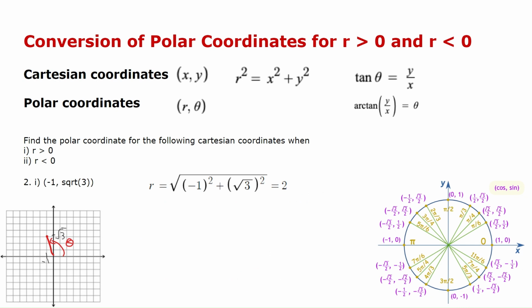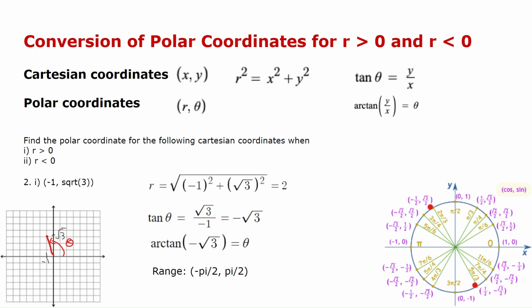We have negative 1 and square root 3. If we plug our numbers into the equation of a radius, we get that r is equal to 2. You plug in your numbers and you get arctan of negative square root of 3 is equal to theta. Once again, we have two options: 2 pi over 3 or 5 pi over 3. Now, keep in mind the range of arctan, which is pi over 2 to negative pi over 2. So we're left with 5 pi over 3 being the answer.